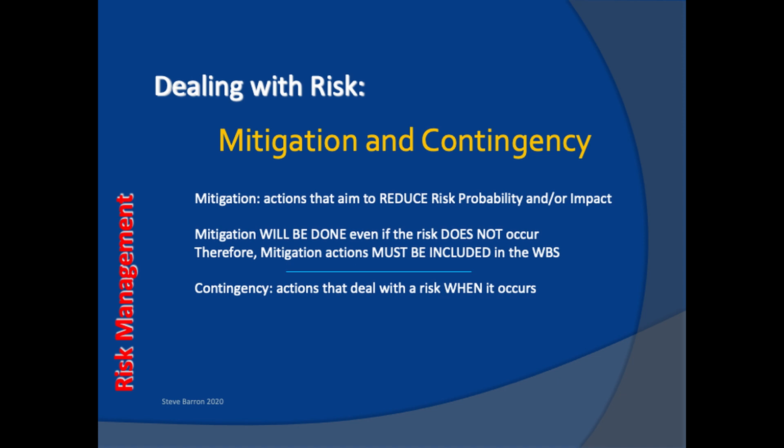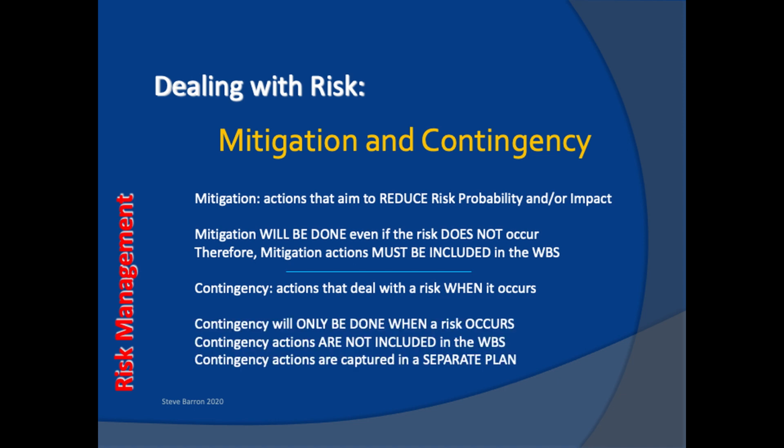Contingency actions offer alternatives to the intended plan. Contingency refers to actions that are performed only after a risk has occurred. Therefore, contingency plans are not included in the work breakdown structure and do not need project resources to be allocated and do not add to the project cost. Contingency plans are developed as separate documents to the main project plan, invoked only when the risk has occurred. The cost of contingency plans is covered by a separate contingency budget allocated to the project.